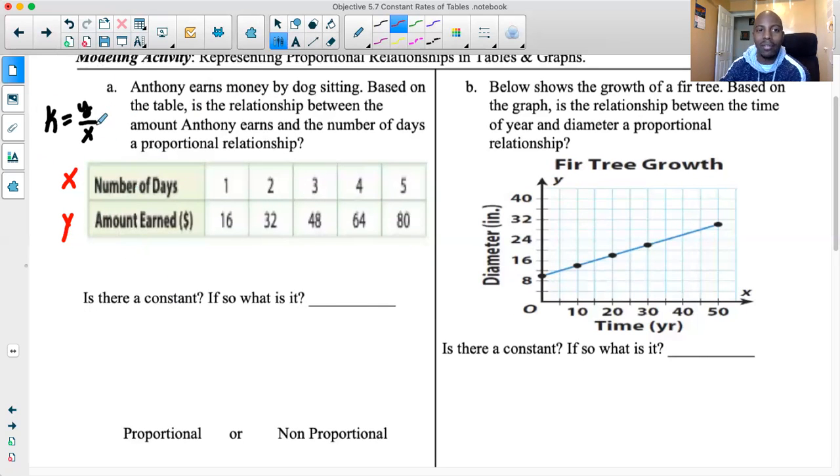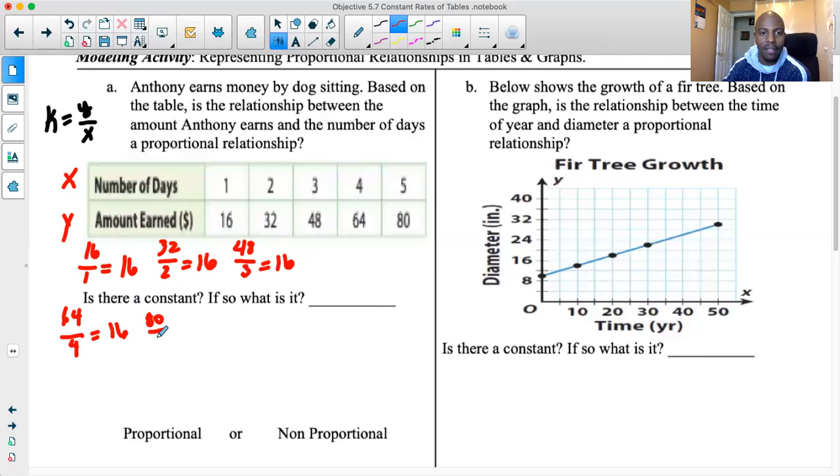Now, we need to calculate if there's a constant, and we're going to do it with every single value here, y divided by x. So I'm going to do 16 divided by 1. That's going to give me 16. 32 divided by 2. Does this also give me 16? It does. And I'm going to do that with every single one. 48 divided by 3. Does that give me 16? It does. 64 divided by 4. Does that give me 16? Yes, it does. And finally, 80 divided by 5. Does this give me 16? And the answer is yes, it does.